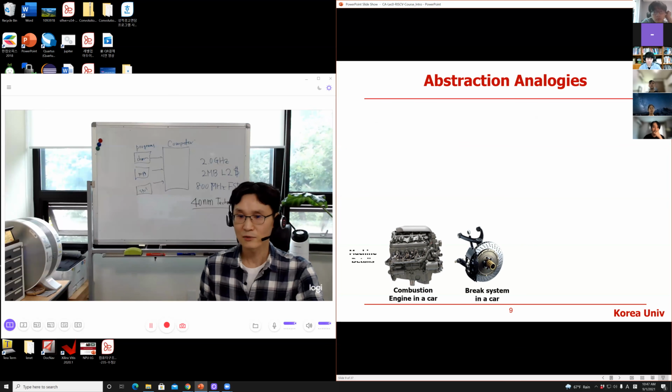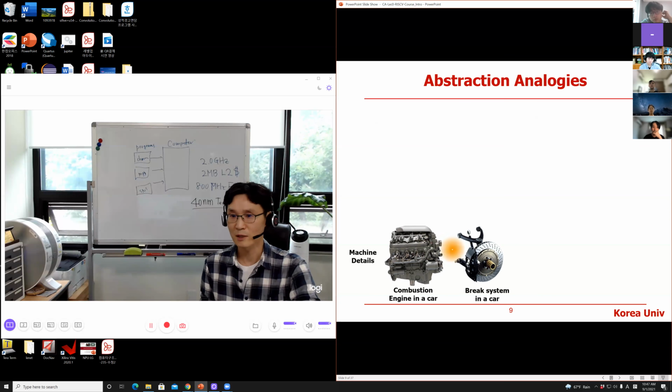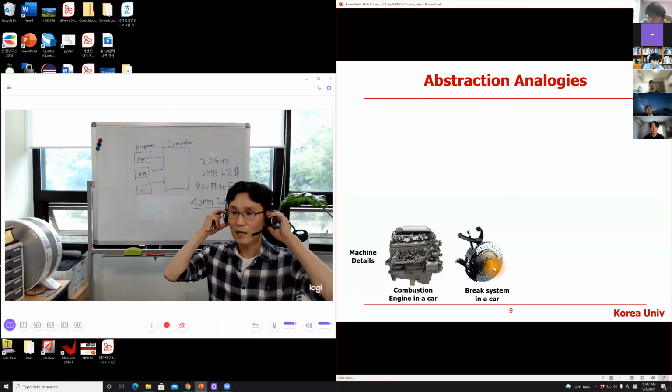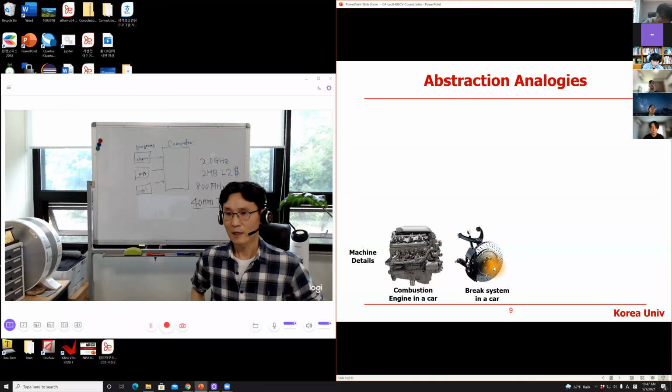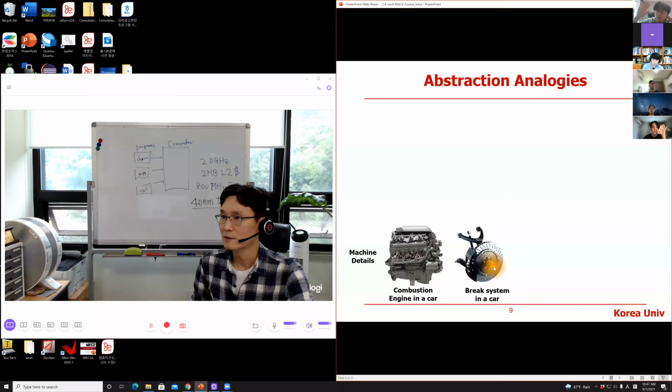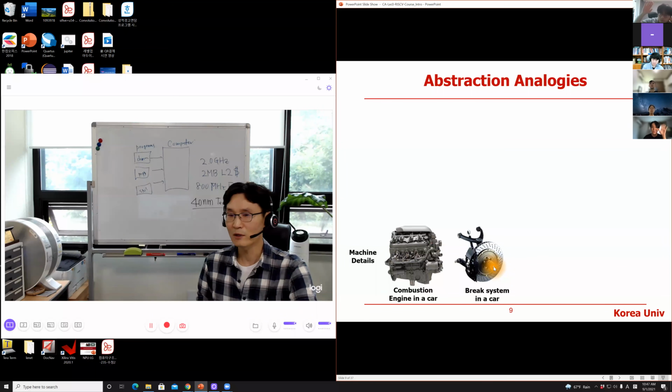These two are a combustion engine and a brake system, in a car. It is a very complex mechanical device. How many of you have a driver's license? Some of you, right? And how many of you understand the machine detail, how a combustion engine works, how a brake system works? Probably no one, right?